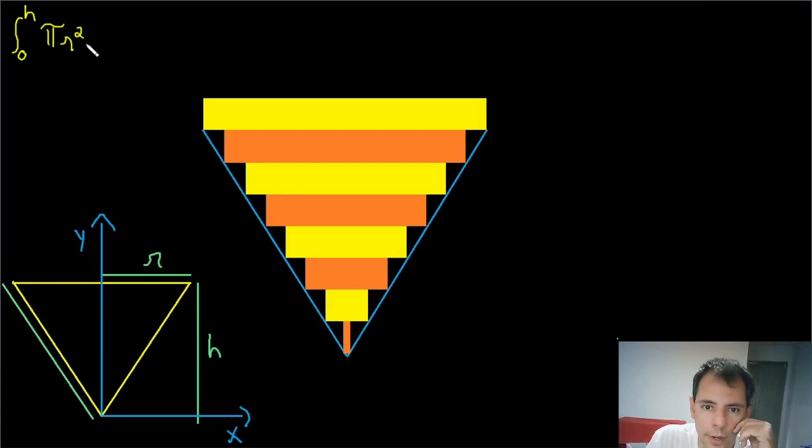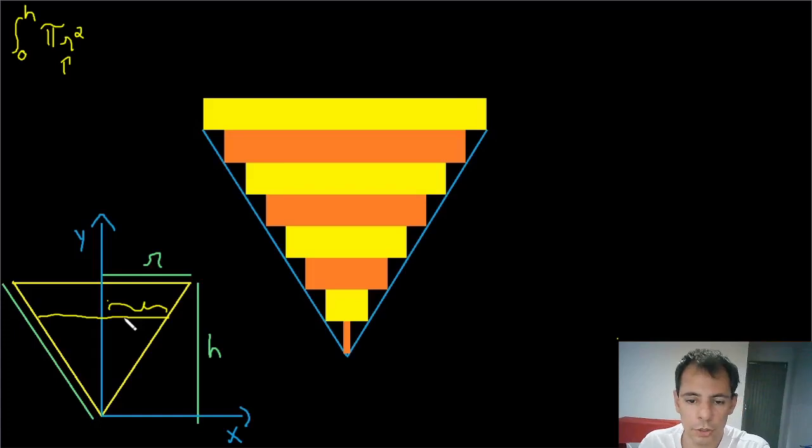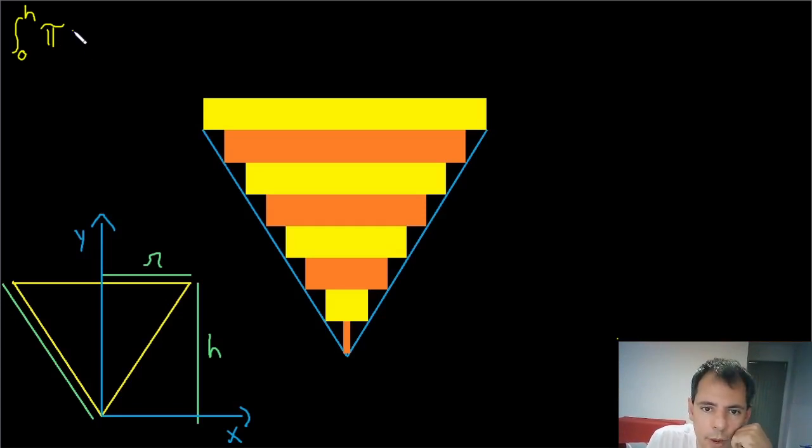Pi r squared. But what is this r here? What's the value of r for a given disc? For example, let's just say that I choose this disc in here. What's going to be this r? What will be this distance? Well, this distance is going to be the value of x as a function of y, because you're going to be integrating with respect to y. So instead of putting an r here, I'm just going to put x squared, a function of y, because that's the value.